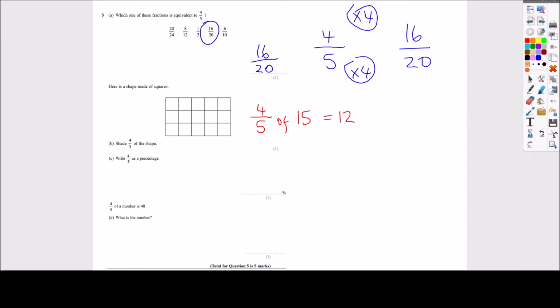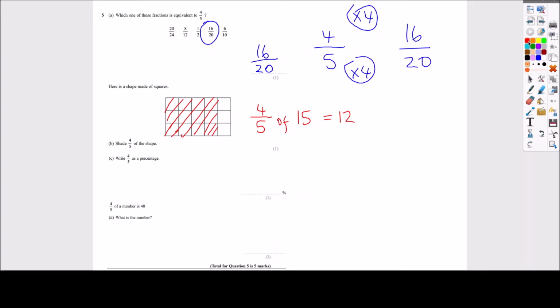Or you might just be able to see it, that it's 4 rows out of 5. So there's columns, 4 columns out of 5. But as long as you've gone and shaded 12 squares, it doesn't matter which 12 squares.